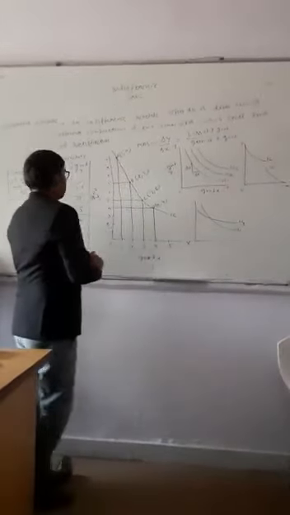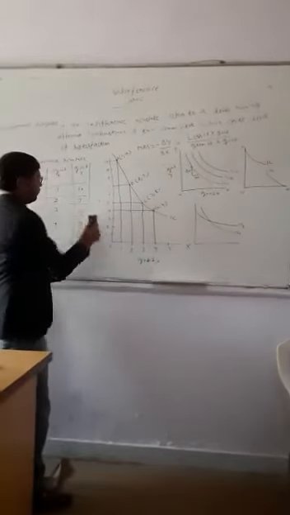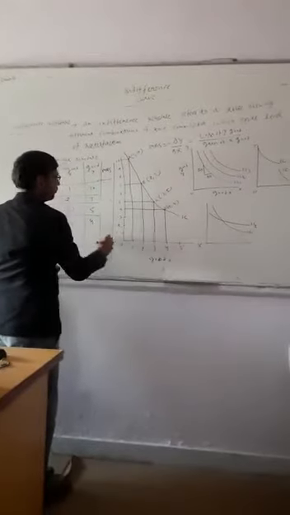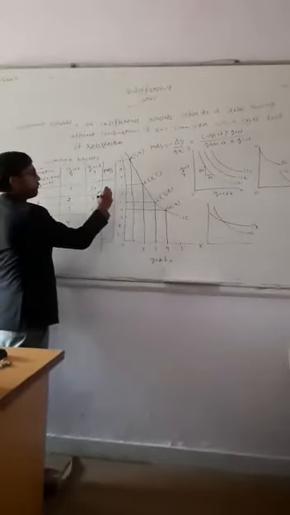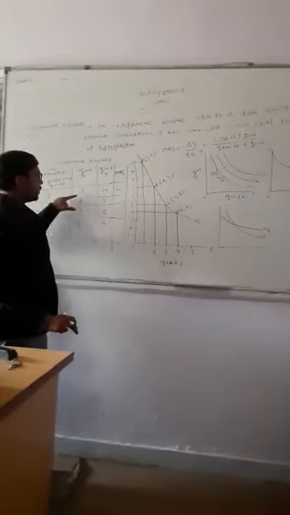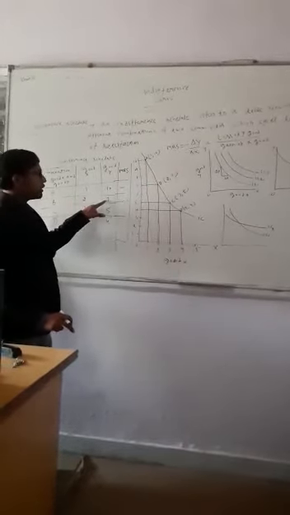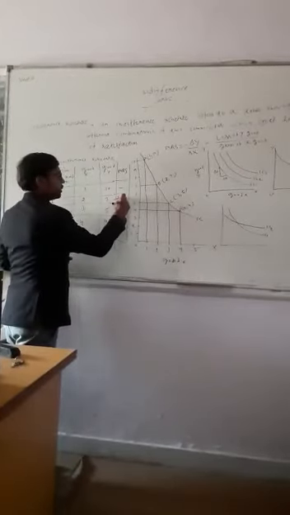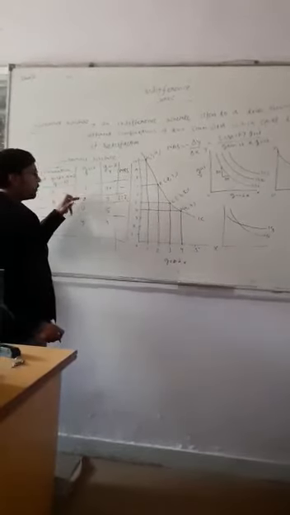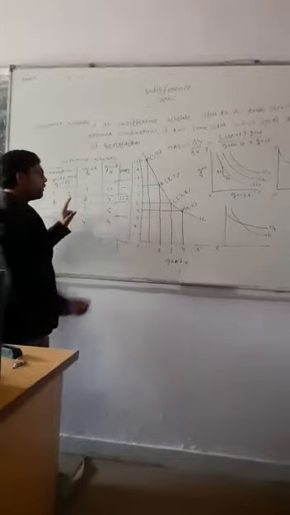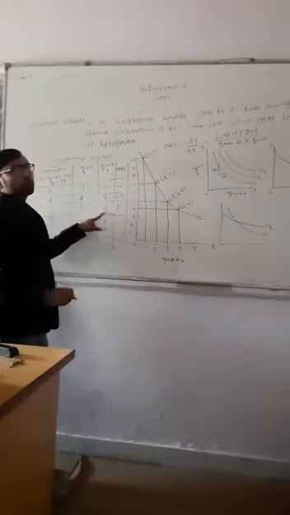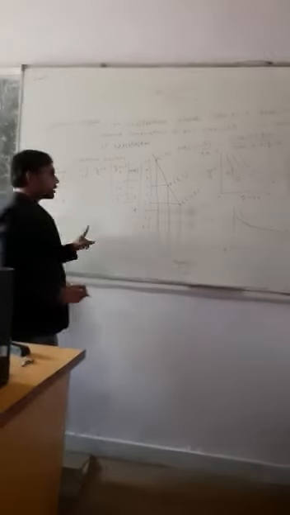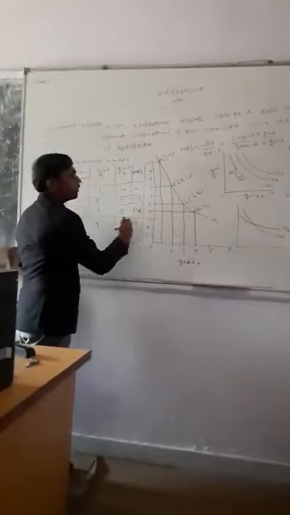Suppose MRS. Here, to increase one more unit of good X, we have sacrificed 3 units of Y good. So 1 is to 3. Clear? Similarly, when we move from 2 to 3, we have increased 1 unit of good X and we have sacrificed 2 units of good Y. In the same way, we have increased 1 unit of good X, we have sacrificed 1 unit of good Y.